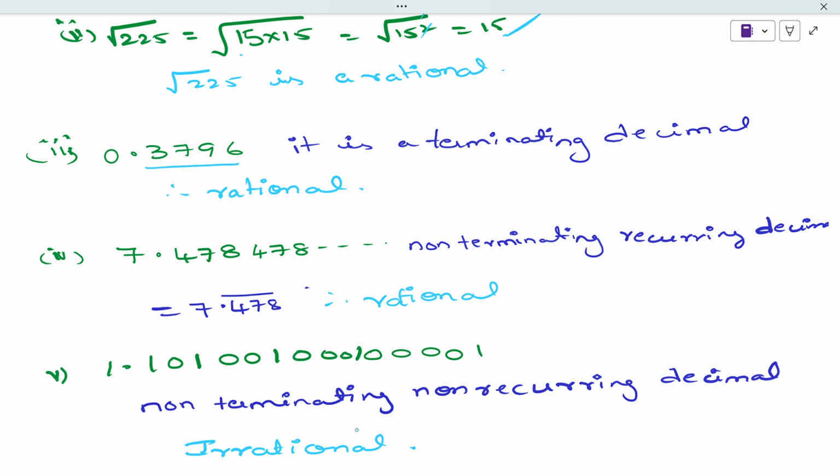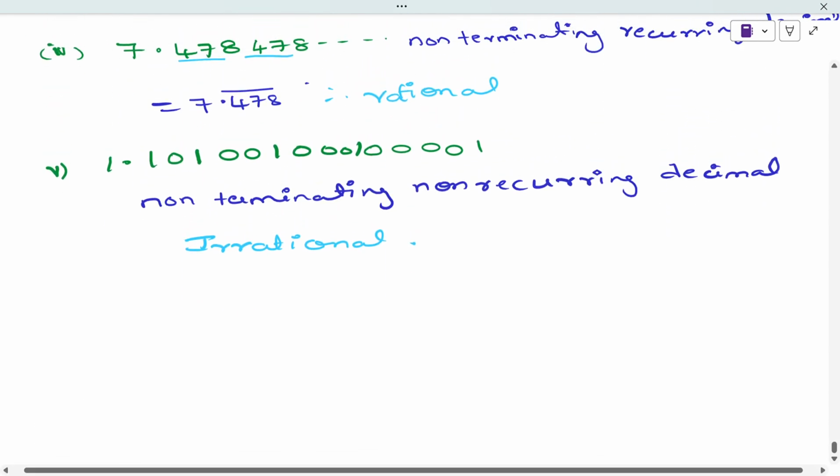Now here the digits are repeating. 478, 478. So 478 is repeating many times. The decimal places are repeating many times, that is a recurring decimal. And non-terminating and recurring we call a rational number only.